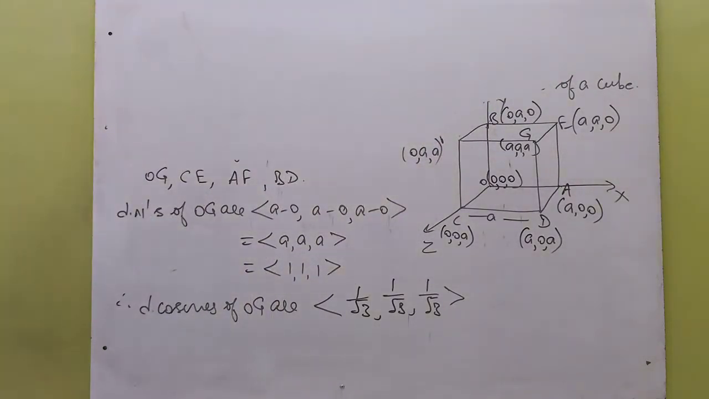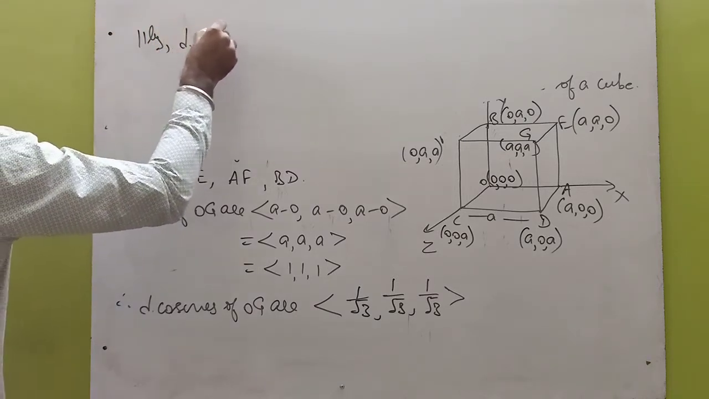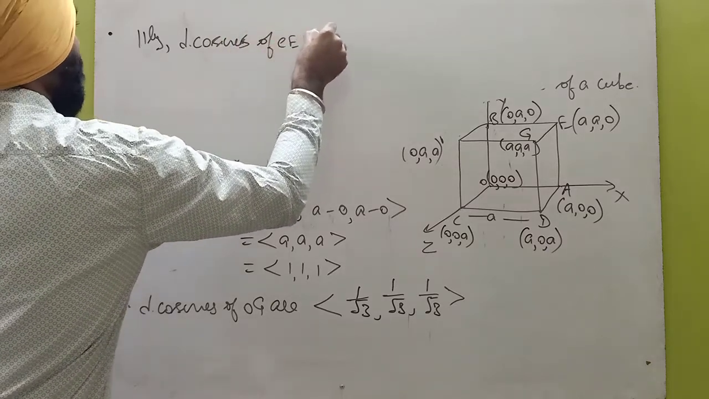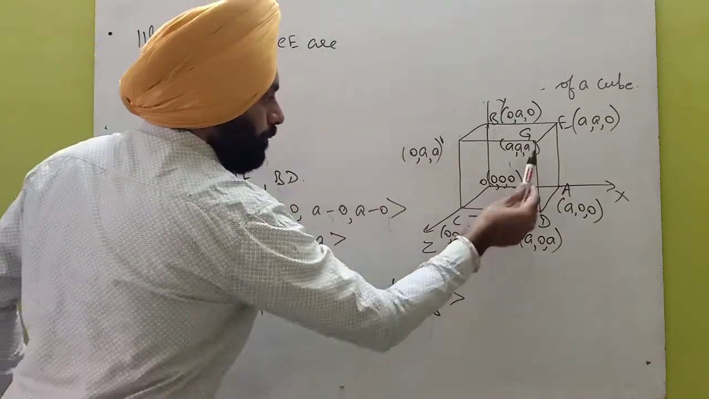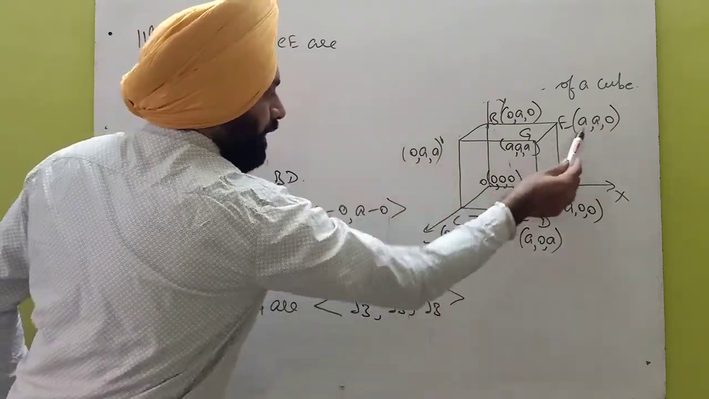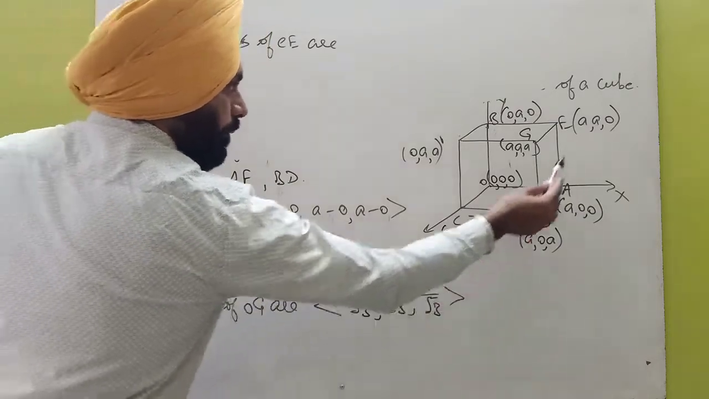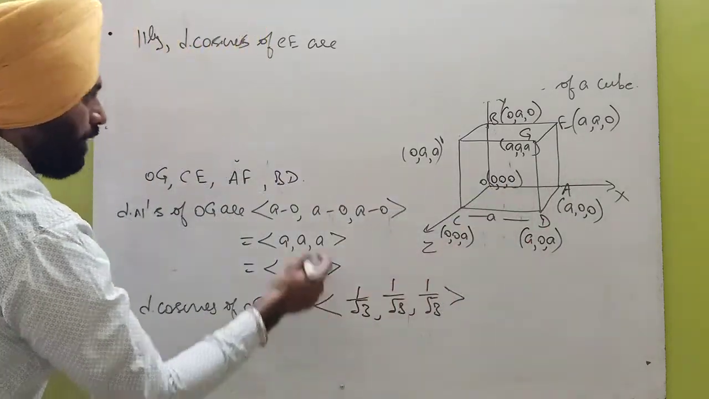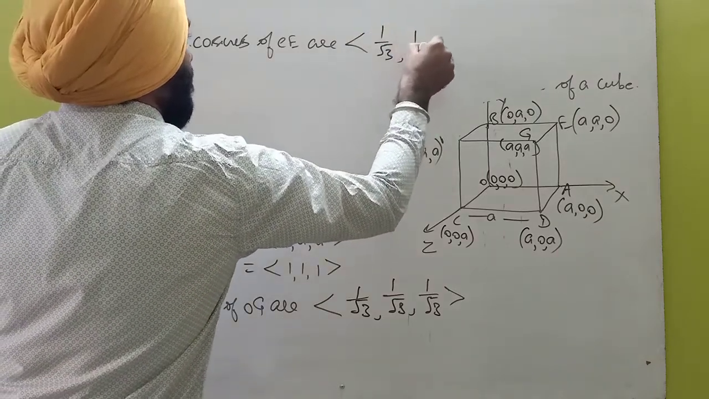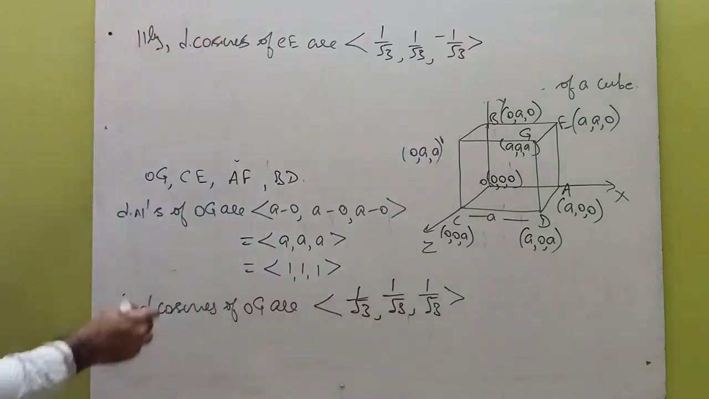Now the other diagonal is CE. Similarly, direction cosines of CE are: if we take the difference then there will be a minus 0 and 0 minus a. There is a little change in the last coordinate, there will be 0 minus a, so we can write it as 1 by root 3, 1 by root 3 and minus 1 by root 3. There will be a negative in the last coordinate.